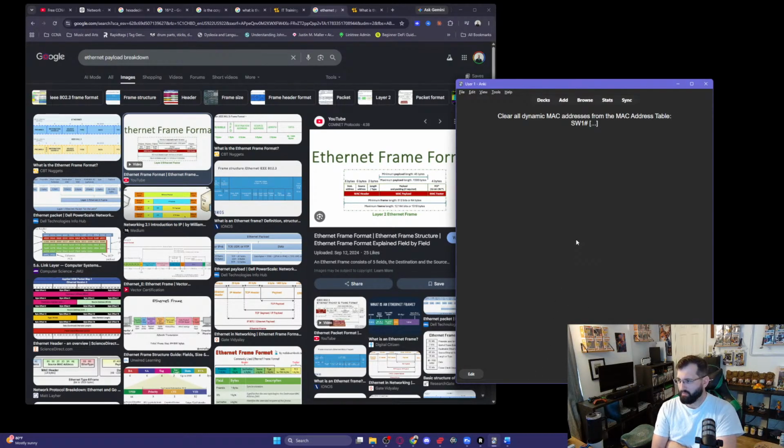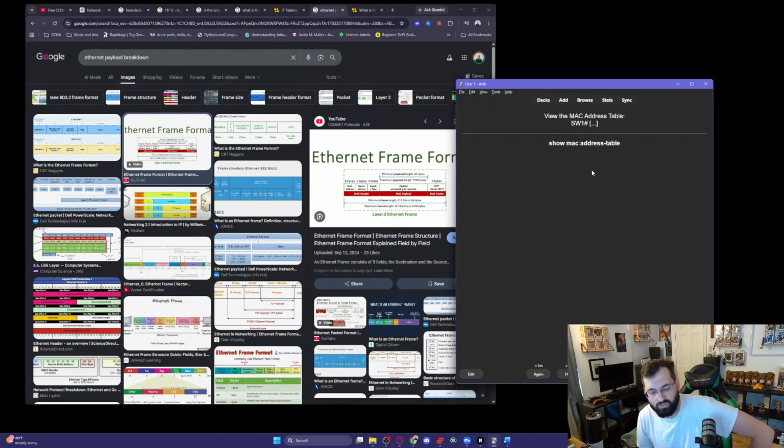Clear all dynamic MAC addresses on the table. Oh, excuse me. Tired. I'm getting hungry too. Isn't it clear MAC addresses dynamic? Clear MAC address table dynamic. View the MAC address table, isn't it? It's literally view MAC address. Show. Dang it! I did that last time too. It's not view. It's show.